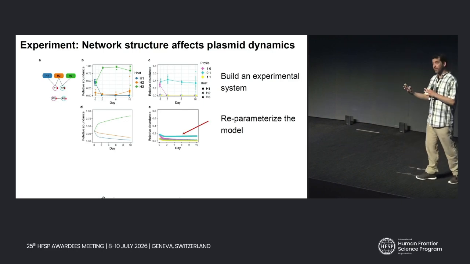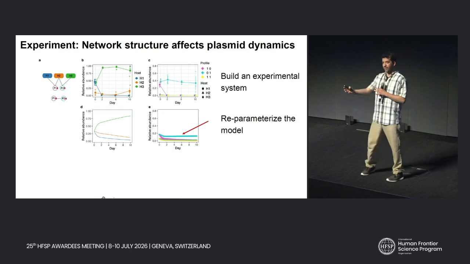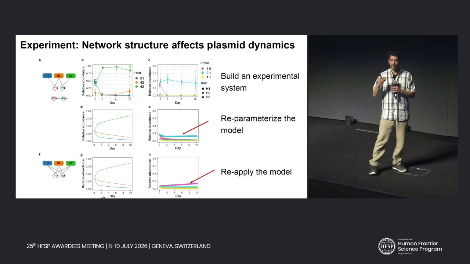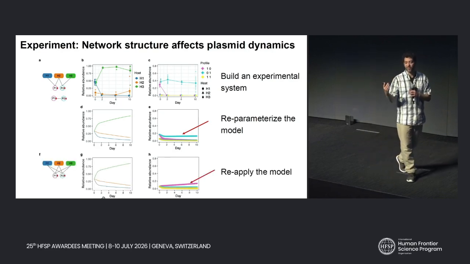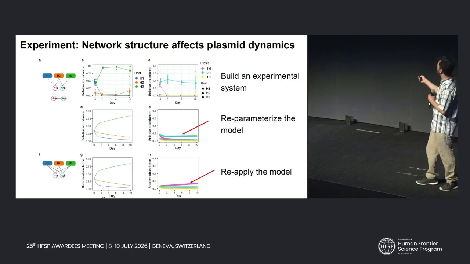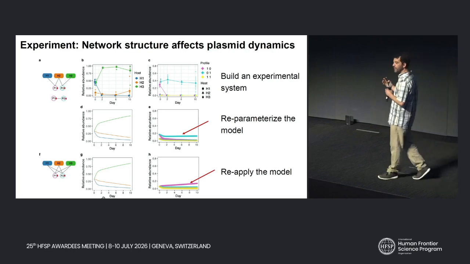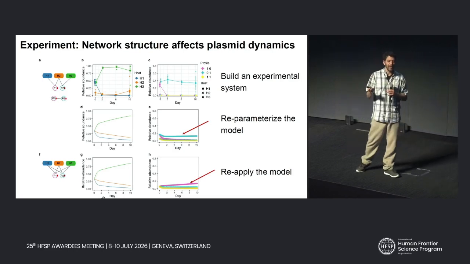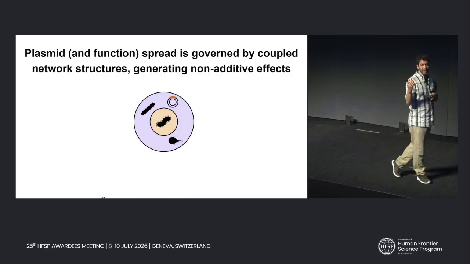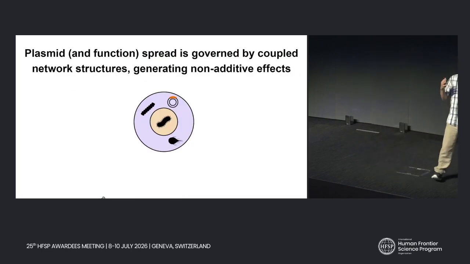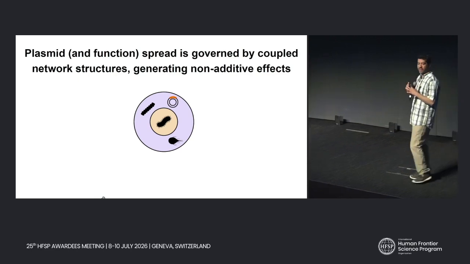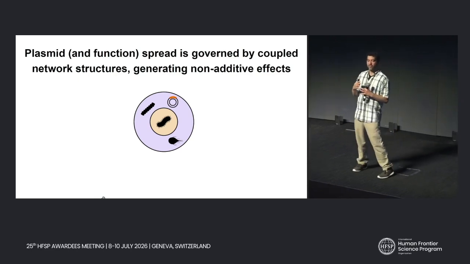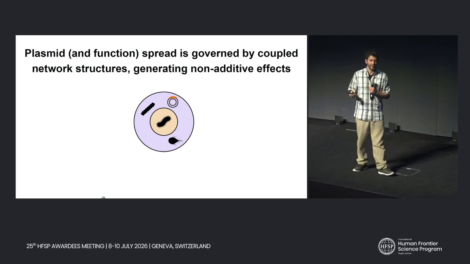And then now that we had a model that was based on a real system, empirical system, we could again go back and play with the model, and we changed the network structure here. This is a different structure, which completely changed the qualitative dynamics of the plasmids. So this is really cool second line of evidence for the fact that the plasmid spread and dynamics is governed by coupled network structures that generate these non-additive effects.